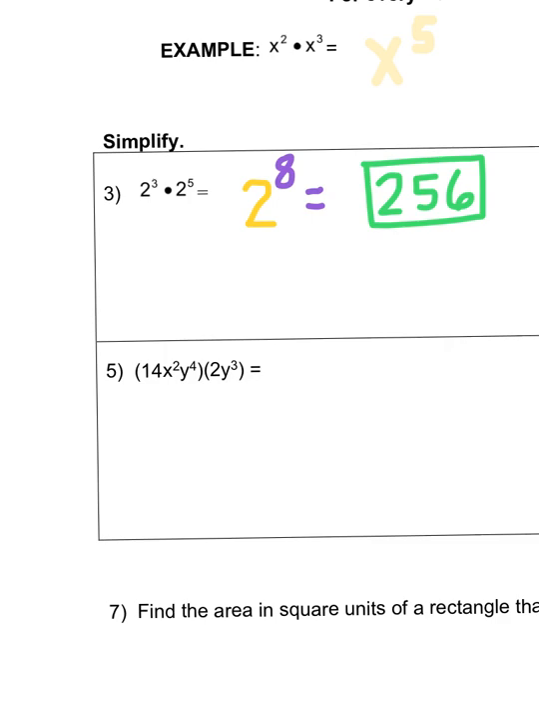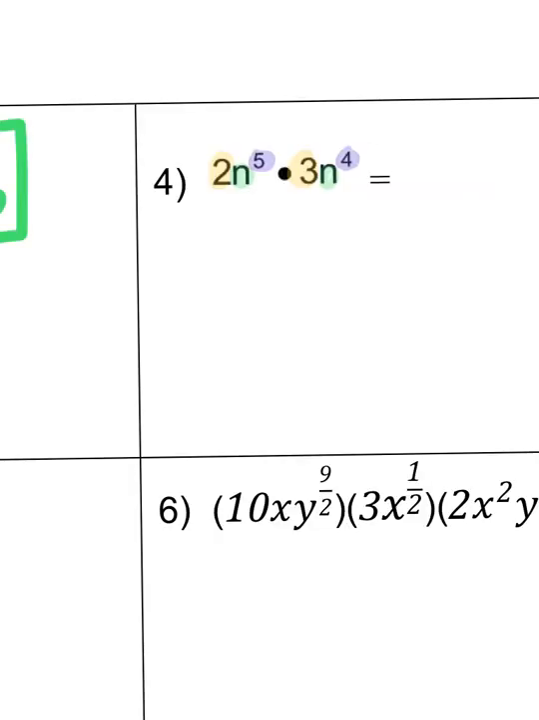Let's look at number 4. Just to make sure that we are speaking the same language, I want you to understand that the numbers highlighted in yellow are called coefficients. So in this kind of problem, we will multiply the coefficients and add the exponents. So 2 times 3 is 6. The base is n, and it will remain an n, and we will add the exponents. The exponents are the ones in purple, 5 and 4. So we'll add the exponents. 5 plus 4 is 9. So this is the final answer.